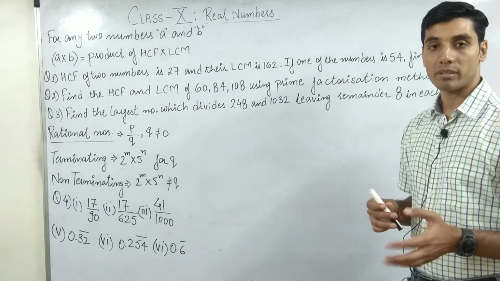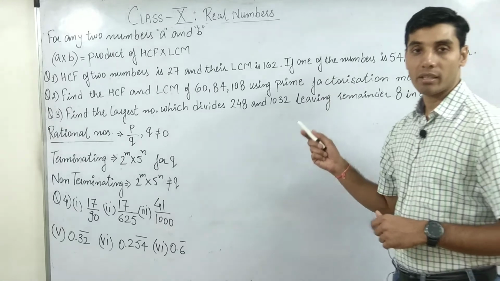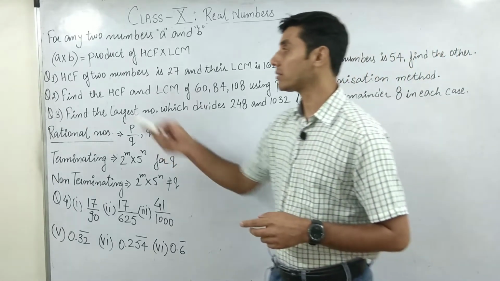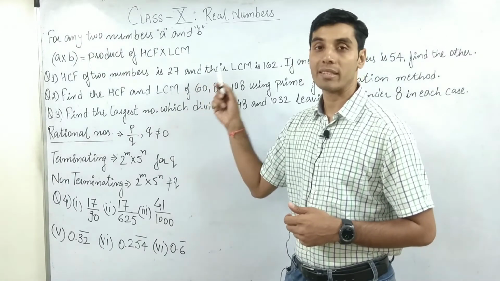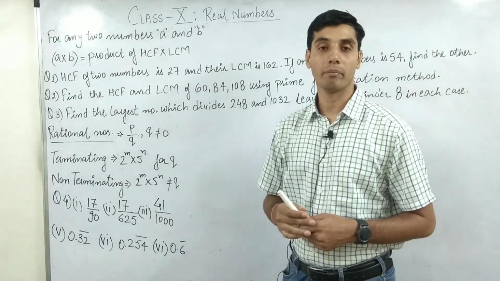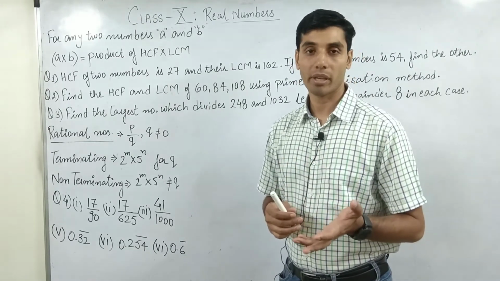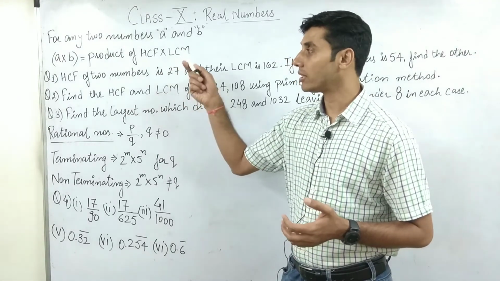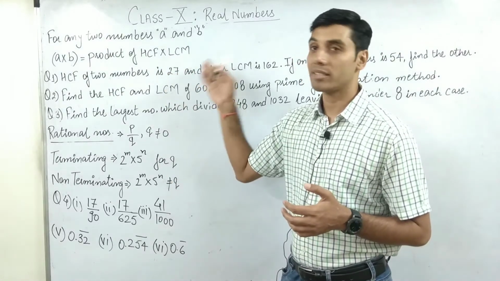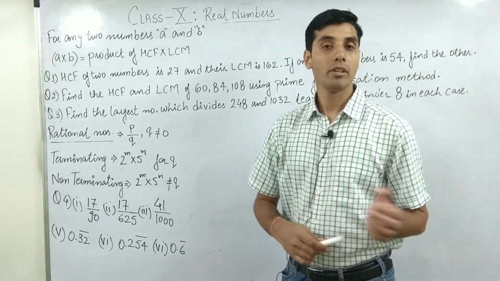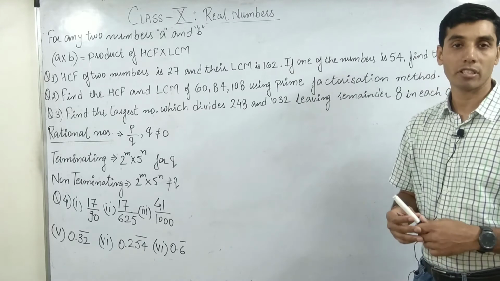Suppose there are two numbers A and B. If you multiply those two, then A into B should be equal to the product of HCF and LCM. Suppose there are two numbers 4 and 5. Then the product of those numbers, 4 into 5, is 20, and it should be equal to the HCF into LCM. HCF और LCM दोनों का ही आपको of course निकालना पड़ेगा. So that is the first property.